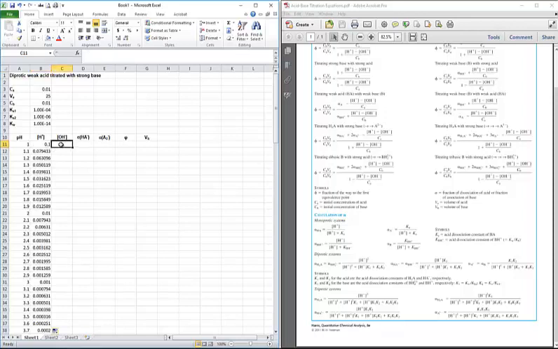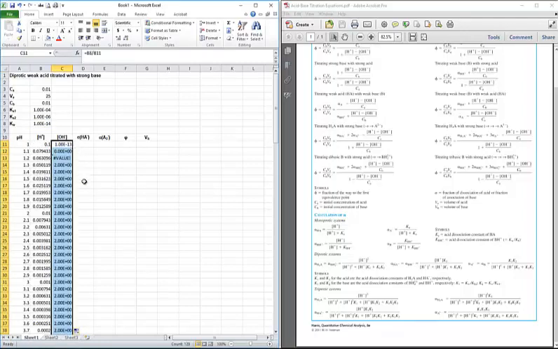Okay, next cell over is hydroxide. So the hydroxide is equal to Kw divided by H plus. Done. Okay, copy that all the way down. Hold on a second, what's going on? I've got 0, then I've got an error message, and then they all seem to be the same from there on. So that can't be correct.